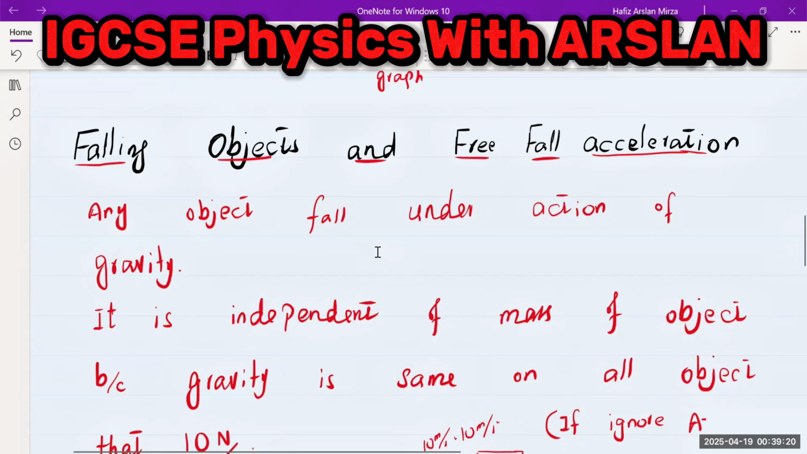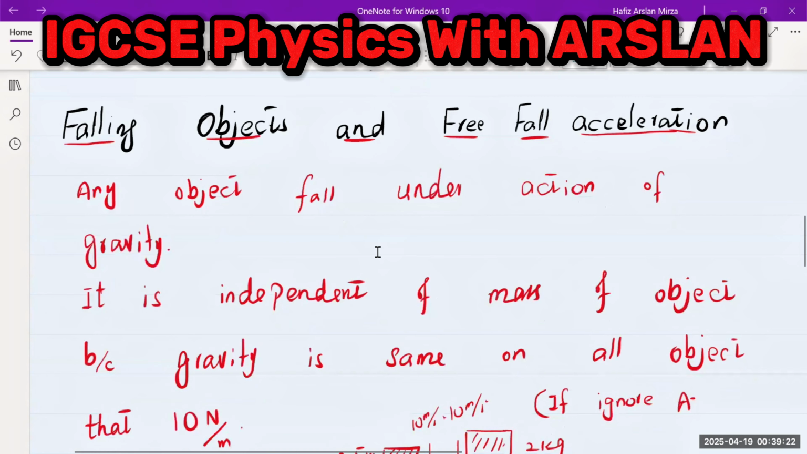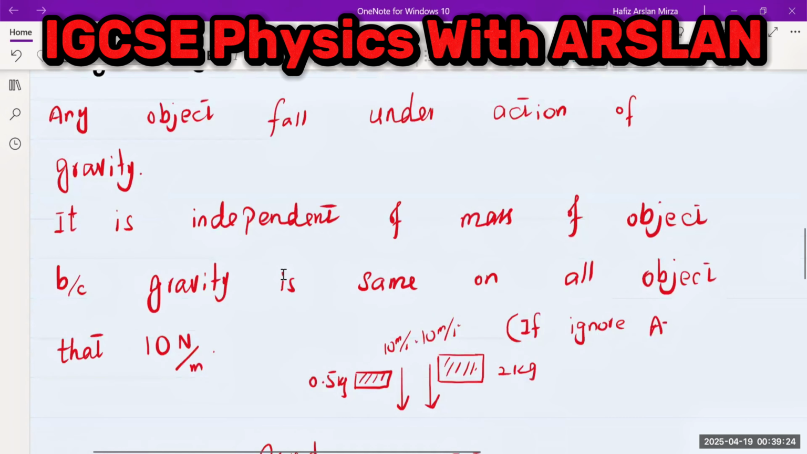Any object falling under the action of gravity is independent of mass, because gravity acts on the same object. It was Galileo who discovered that from the Tower of Pisa in Italy. He threw different objects of different masses and concluded that each object will hit the ground at the same time. It means the gravity acting on the object is the same, that is 10 or 9.8 Newton per kilogram, the value of g, the gravitational acceleration.